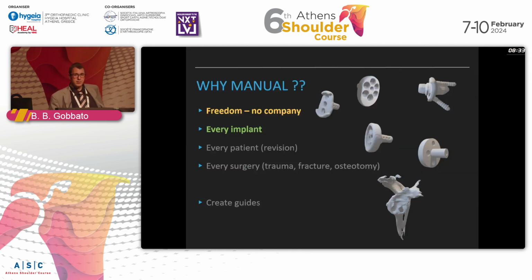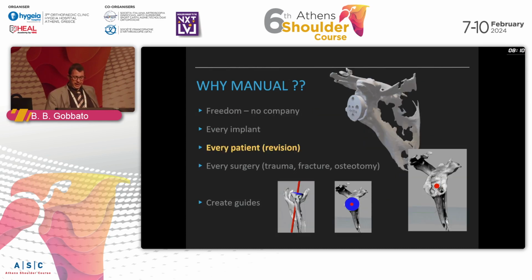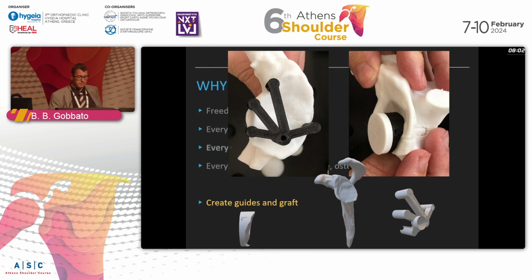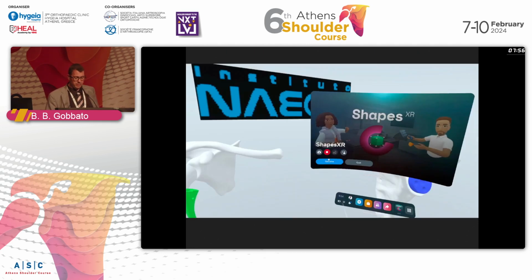So why do I sometimes do my planning manually? Because I have freedom, I don't need any company. I can do it for whatever implant I want. I can do it for every patient, for a revision. I know Blueprint has revision, but okay, it depends on the protocol. And I can do it for every surgery, and I can also create my own guides, just like Dr. Castanha is doing. So these are examples of how we can also plan manually different kinds of surgery, and we can use, of course, prototype guides and even patient-specific grafts for this case.